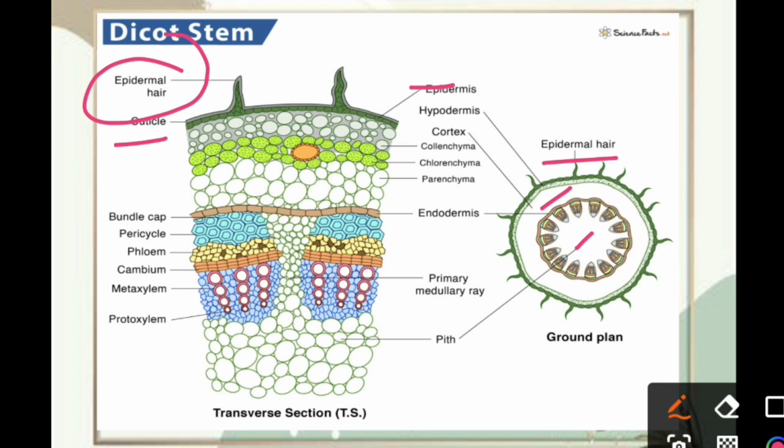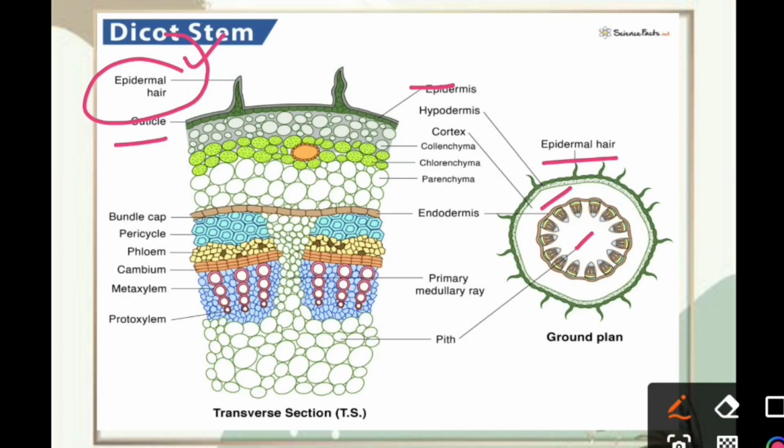The epidermis performs a number of functions. It is basically protective in nature, and the epidermal hairs secrete poisonous or pungent secretions which prevent the entry of harmful organisms into the plant. The layer of cuticle restricts excessive transpiration, which is very beneficial to the plant.